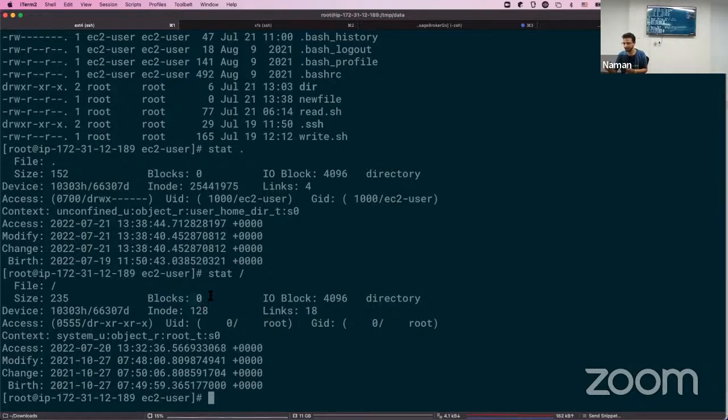Since it's a directory, even directories are files in Linux systems. That's why there's a block field associated with it. However, it will remain 0, right? The number of blocks associated with it is 0. However, there's an inode number associated with it, right?